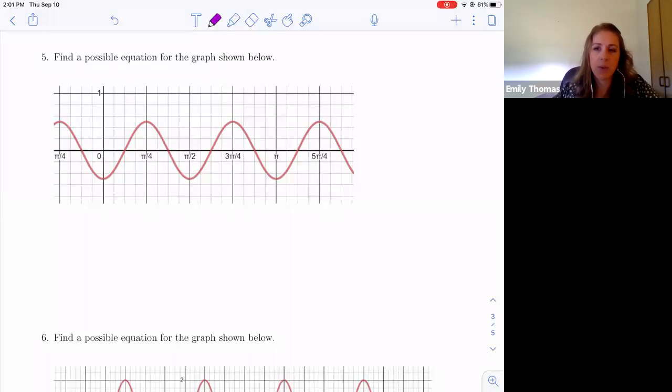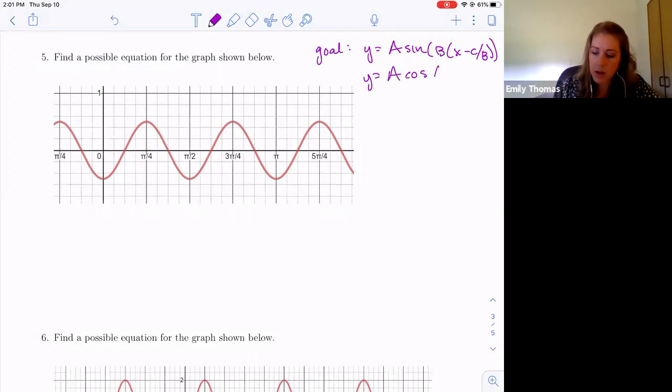Okay, so I wanted to take a minute to talk through how you get to a function from a graph. So we're going to do a couple of examples, and our goal would be to write this as y equals a sine of b x minus c over b, or as y equals a cosine of b x minus c over b. So we need to figure out what A, B, and C are, basically.